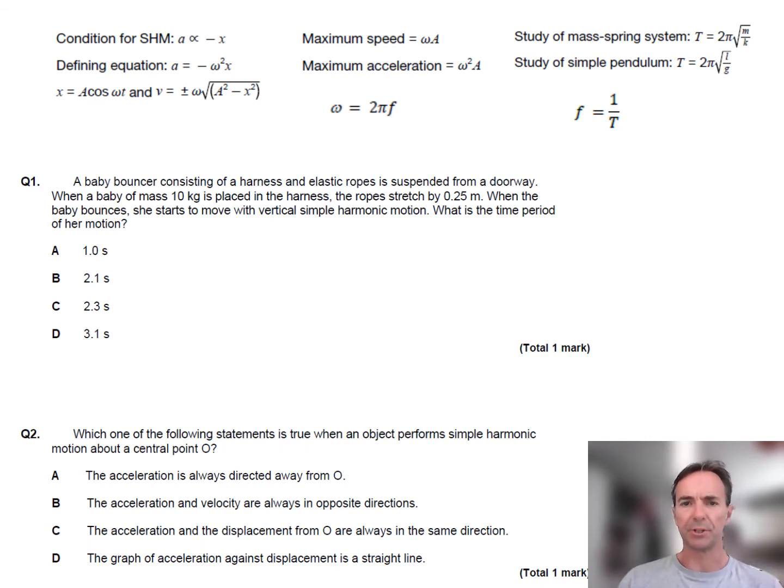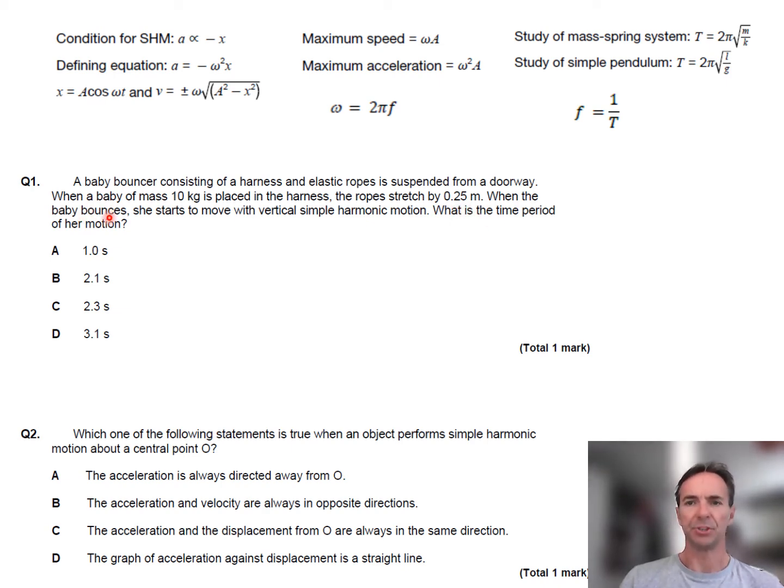Okay, now we've got other questions here coming up. Questions 1 and 2. I've included all of the equations you need at the top here as well to be able to complete these. And you can see there's a whole raft of them. And really, this is an exercise in exam question diagnosis. I'll talk them through, and this is how you do an exam question. A baby bouncer, consisting of a harness and elastic ropes, is suspended from a doorway. When a baby of mass 10 kilograms is placed in the harness, the ropes stretch by 0.25 meters.